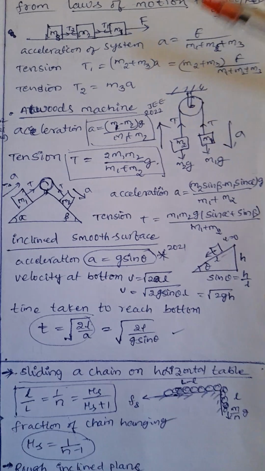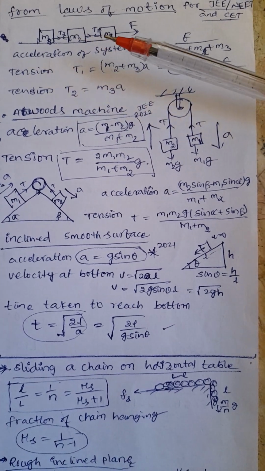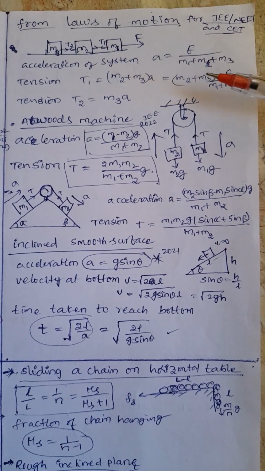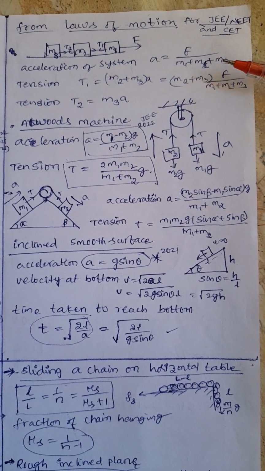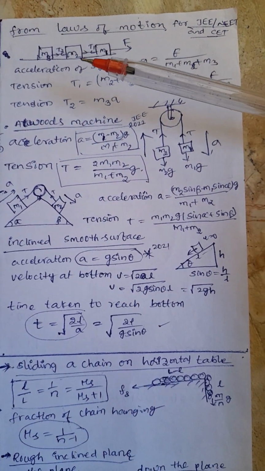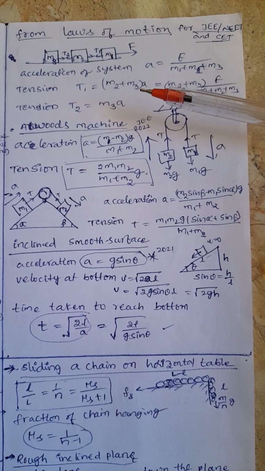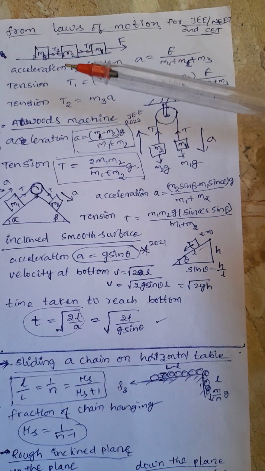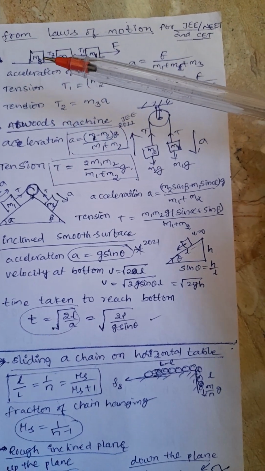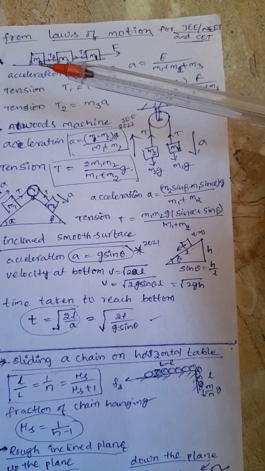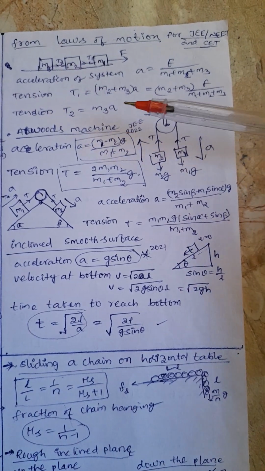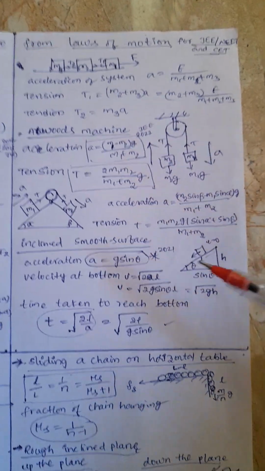Whereas for bodies connected together, m1, m2 and m3, with force acting in this direction, the net acceleration a is equal to F by m1 plus m2 plus m3. The tension between m1 and m2 is equal to m2 plus m3 into a, meaning what masses it has to pull, m2 plus m3, so that tension T1 is equal to m2 plus m3 into a. Whereas for the tension between m2 and m3, this string should pull m3, so that T2 is equal to m3 a. By taking the net force equation you can get this.